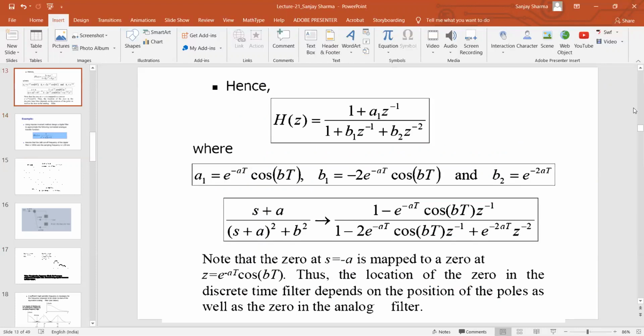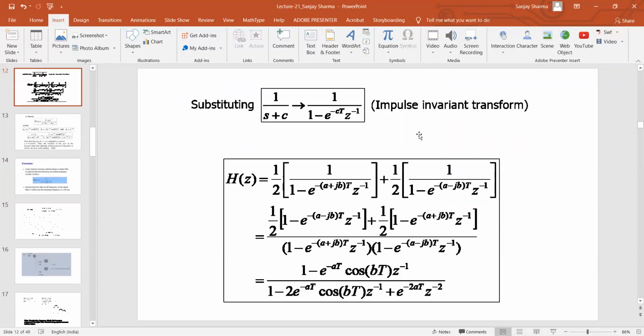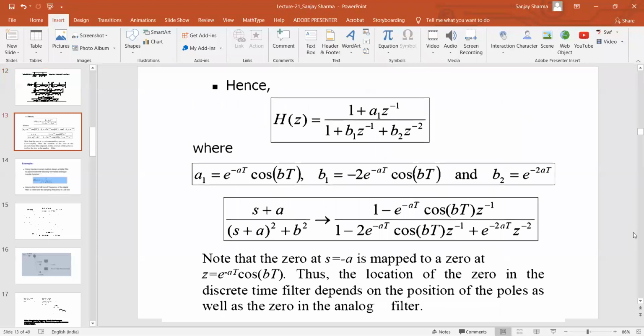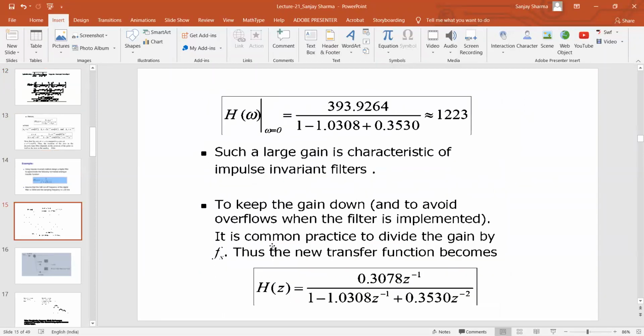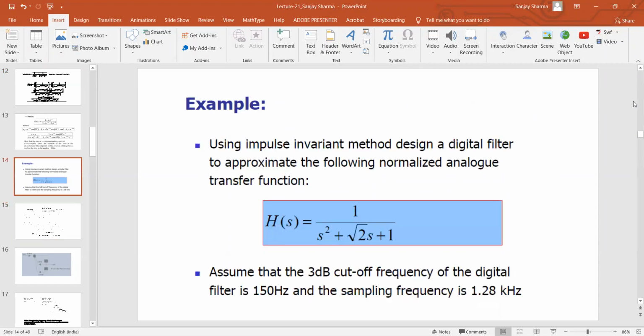And if you use the impulse invariant transformation, 1 over s plus b transforms to 1 over 1 minus e to the power minus cT z to the power minus 1. Once you do that, you will be able to get H(z) here, the new transfer function. All right, and you know that this is the normalized transfer function. How to denormalize the transfer function?